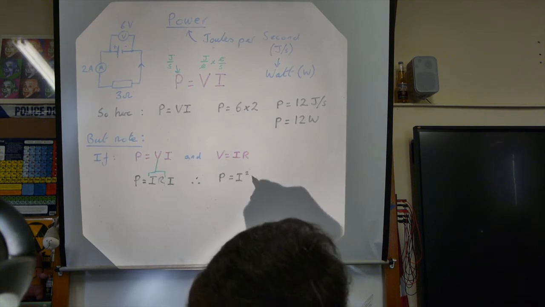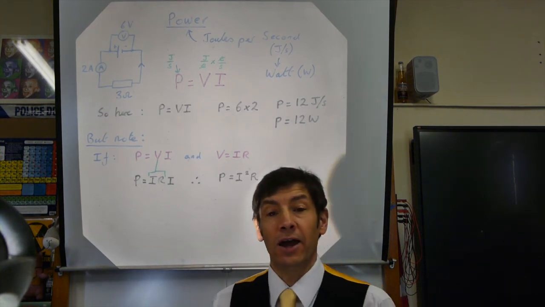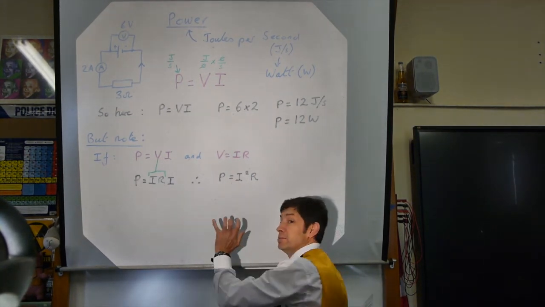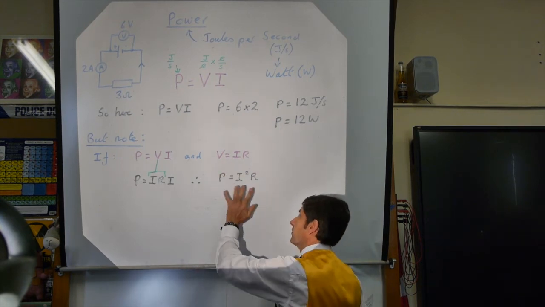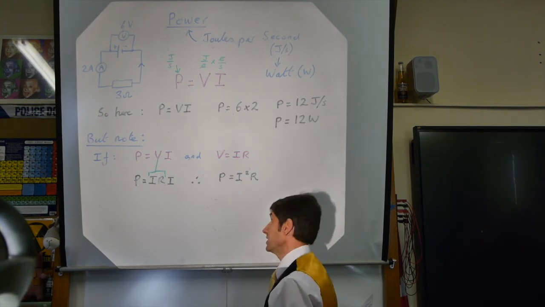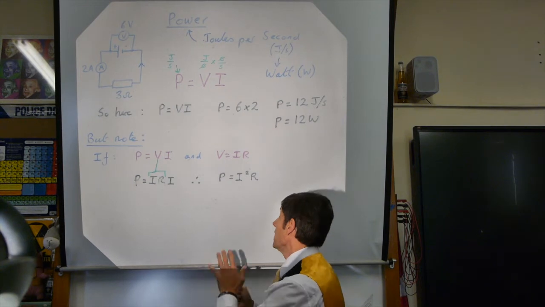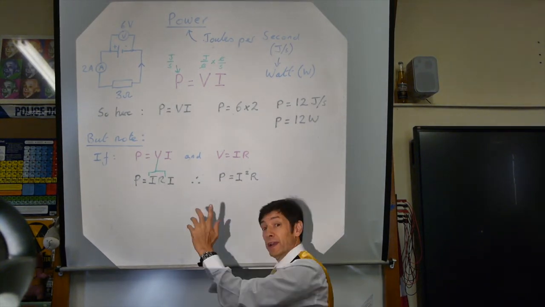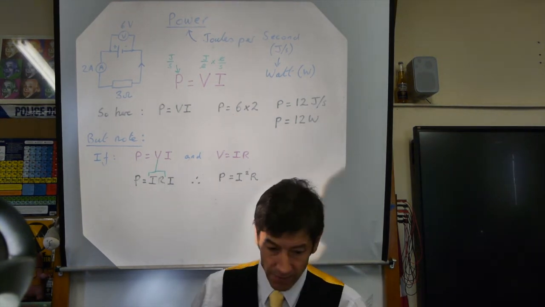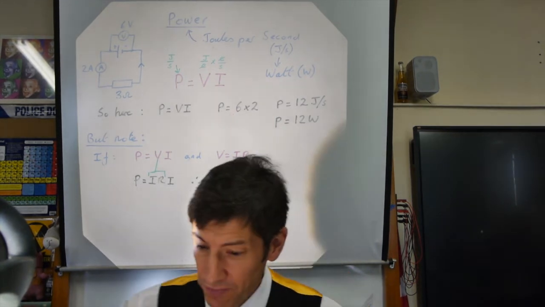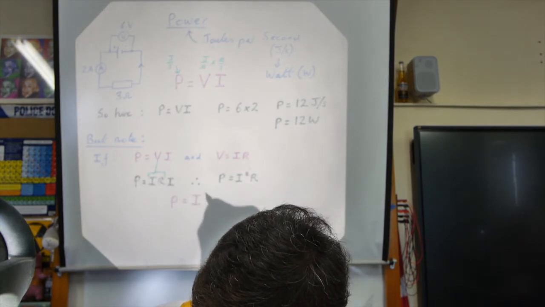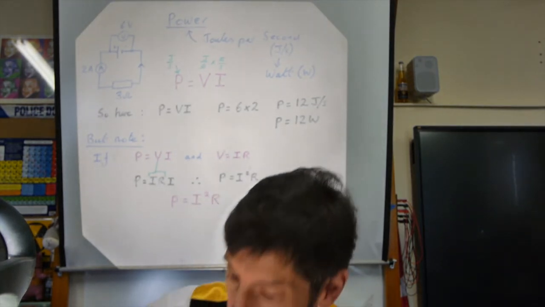I squared R. Now, you might wonder, gosh, what are scientists doing here? This is an incredibly useful formula. It tells us lots of things about how power is affected by current in circuits, but it also allows us to calculate the power directly if we only know the current and the resistance. So this is a formula you need to be familiar with. So power in an electrical circuit can also be I squared R.